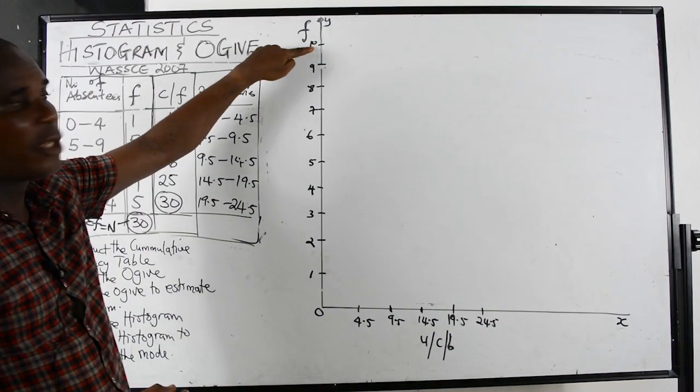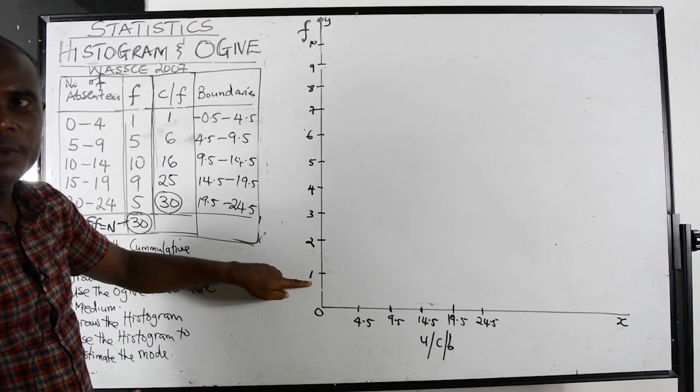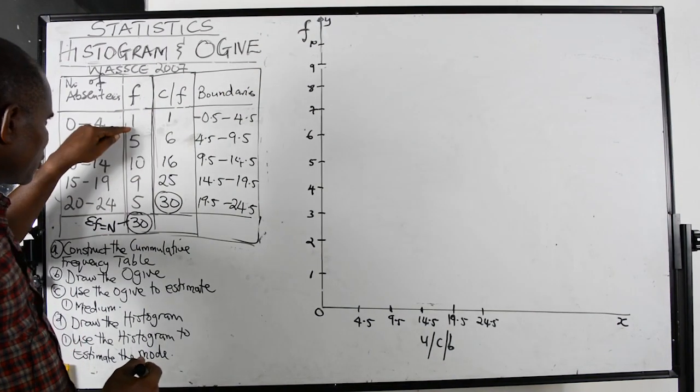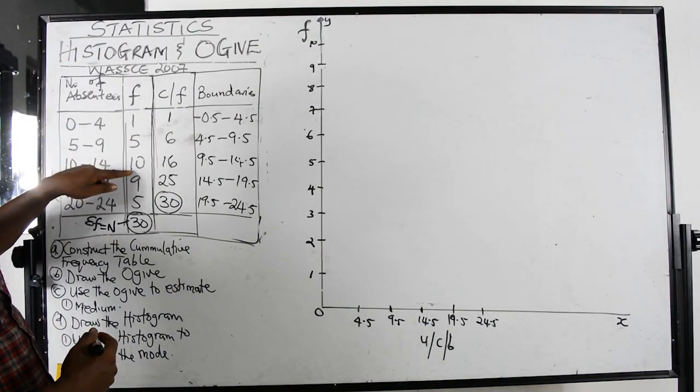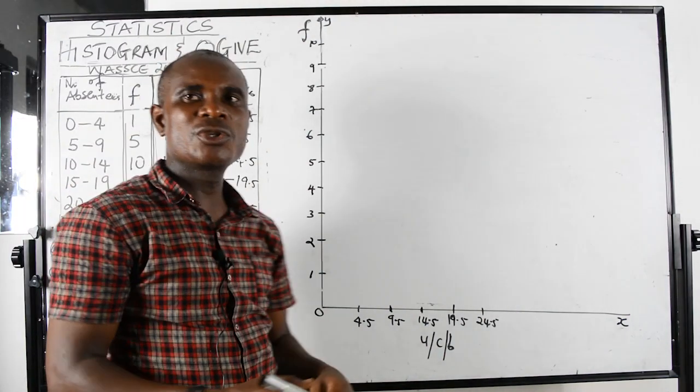because the highest frequency must have a space there, and the lowest frequency must also have a point somewhere there. So you must be able to locate the lowest frequency and the highest frequency there. You must have a way of adjusting your scale to get it.